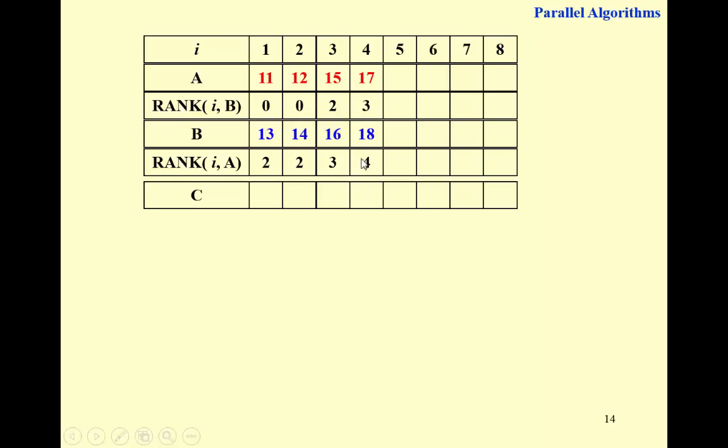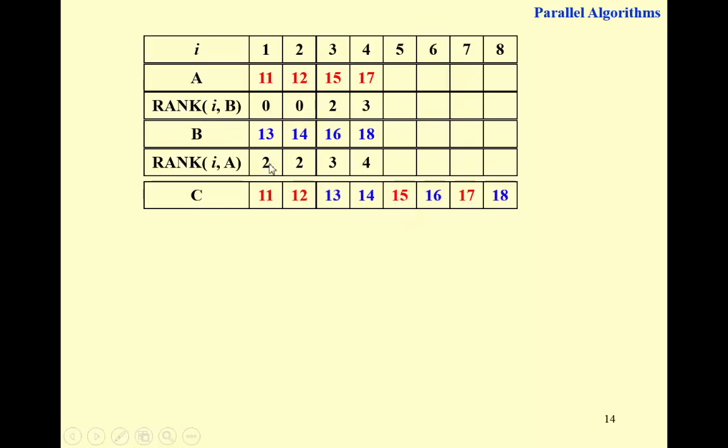This is 4. Okay? Now, according to these ranks, what is the final position for this 11? 1, right? How do we know? It's supposed to be its rank plus its own index. That's 0 plus 1 is 1. And for 12, this is 0 plus 2. And for 15, it's going to be 2 plus 3. That's 5. Alright? And so for 17, this is 3 plus 4. That gives 7. You know how to calculate the positions for the elements in B, right?